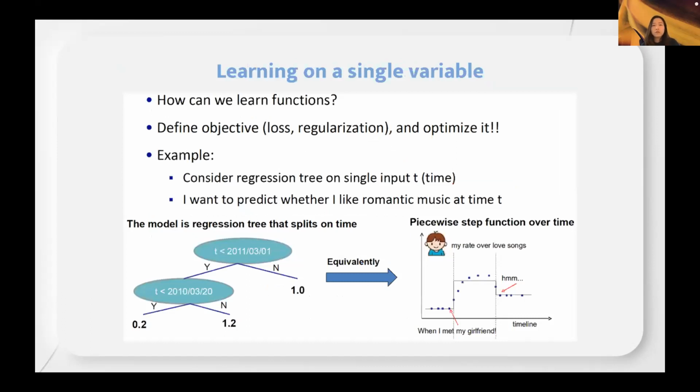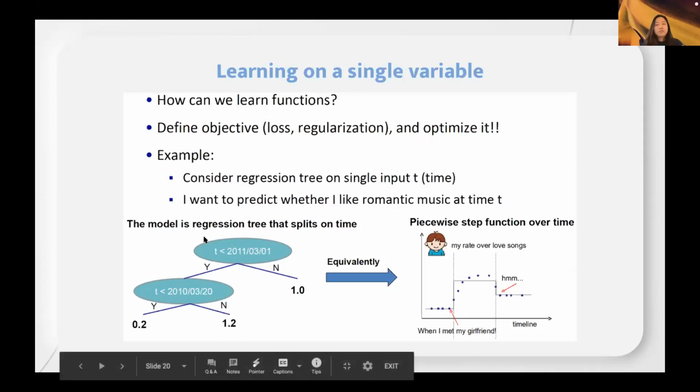So how do we learn functions? First, it's very clear that we have to define objectives that contain loss and regularization, and then we want to optimize it. So let's just take me as an example. Here we have this target of looking at the variable time and then predicting whether I like romantic music at time t. I don't want to offend anyone, so I'll just take myself as an example. So the model is just a regression tree that splits on time, which is very intuitive.